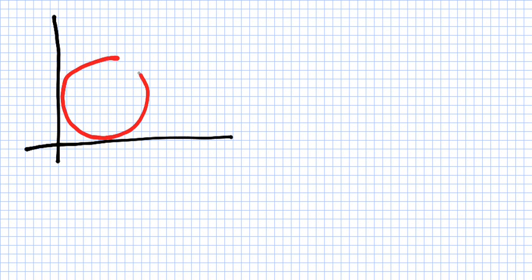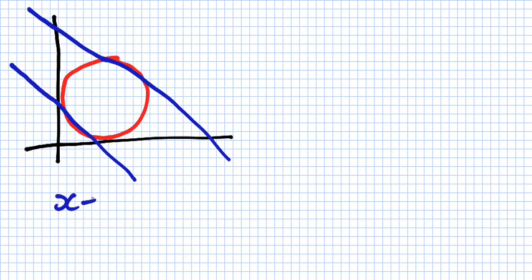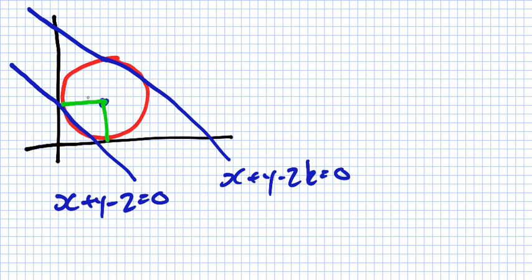Okay, so we have our y-axis, our x-axis, our circle, which is a tangent to the x and y-axis, our first line here, and the second line here. This line is x plus y minus 2 equals 0. This is x plus y minus 2k equals 0. And this point here, if this is the radius and this is the radius, then this point here is r.